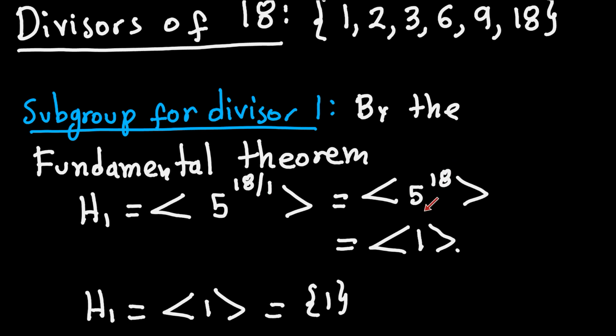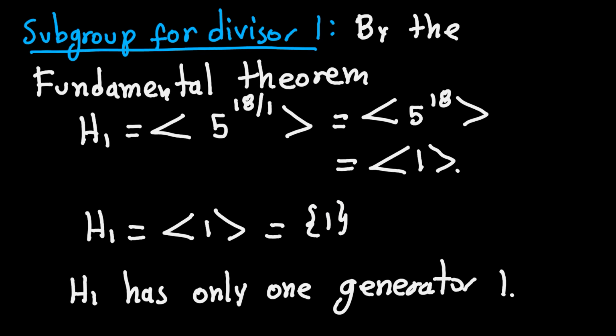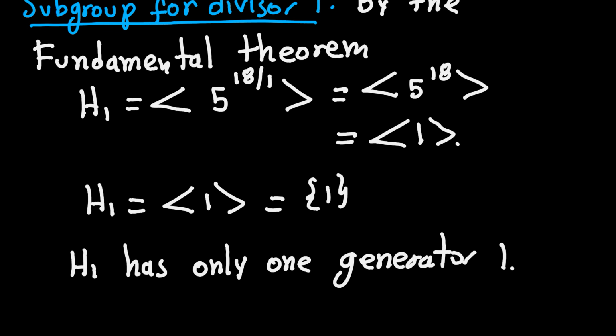Now 5 to the 18 is the identity of the group because it's the element raised to the order of that element. So that's going to give me 1. 1 is the identity of the group. And so the subgroup generated by 1 is just 1. If you think about it, multiplication by 1 gives you 1 modulo 54. So in this case, it has only one generator.